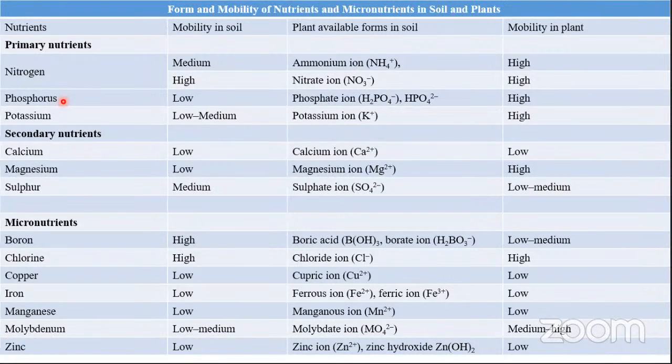That's why pH plays a major role, particularly for phosphorus. It's very important. In alkali conditions, phosphorus goes and fixes with calcium and magnesium. In acidic conditions, we can say it will fix with aluminum and iron.